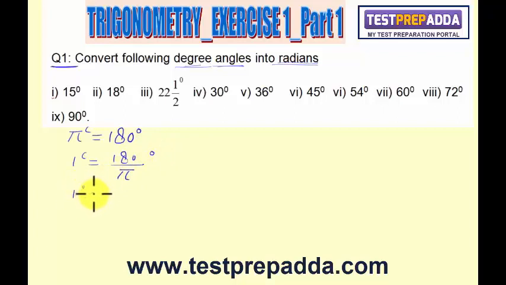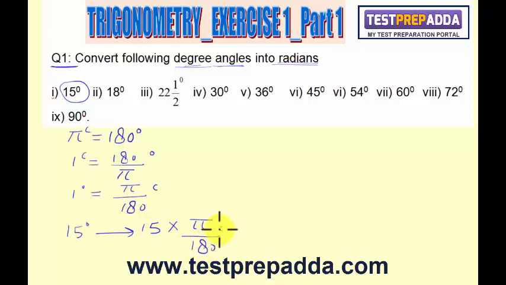Or 1 degree will be how much? Pi upon 180 radian. Now, consider this 15 degree. Since 1 degree is these many radians, by the unitary method 15 degree will be how much? 15 into pi upon 180 radian, and that if you solve comes as pi by 12 radian. So 15 degrees is how much? Pi by 12 radian. Now come to this 18 degree.